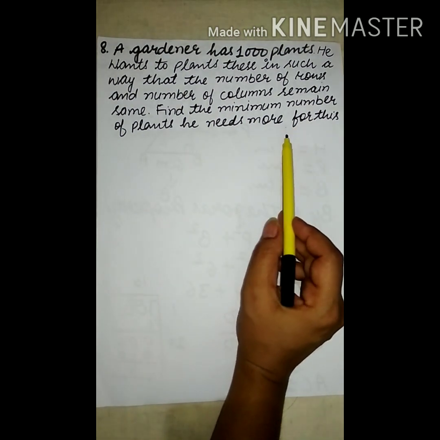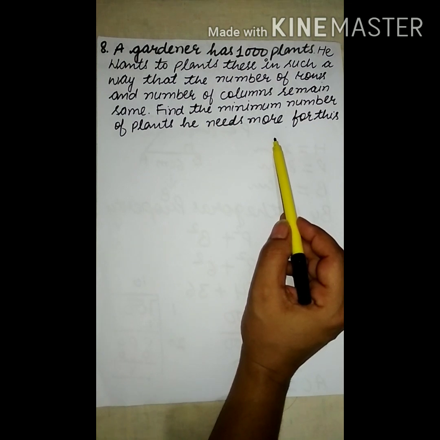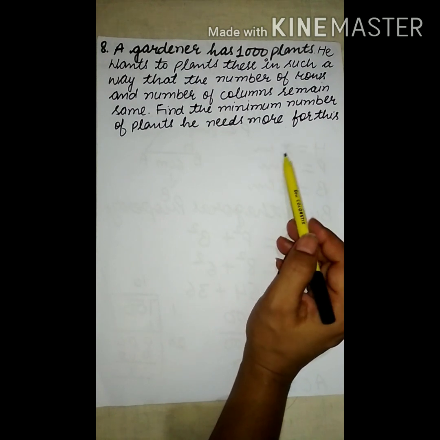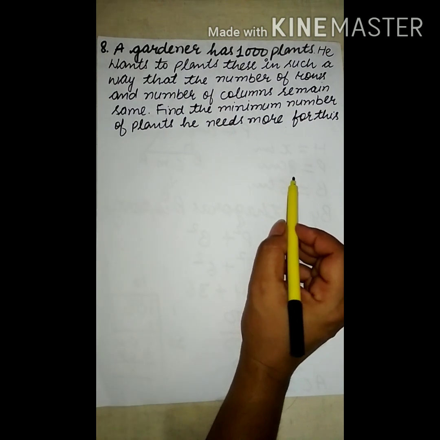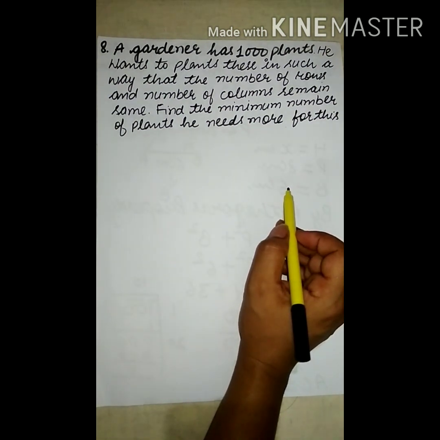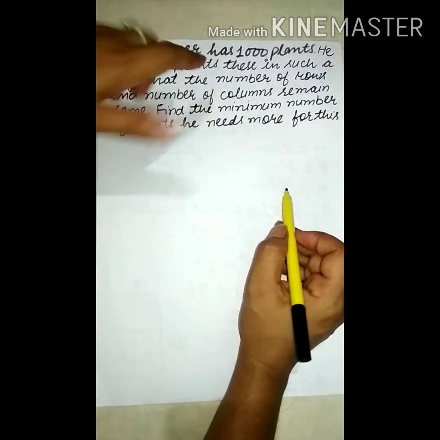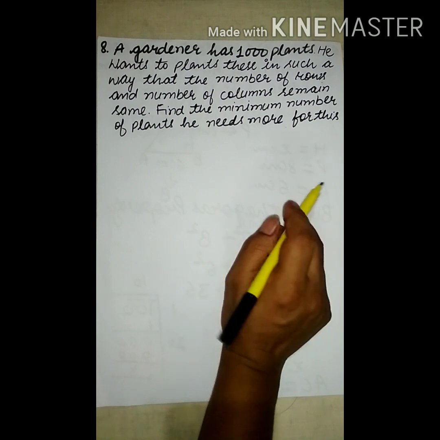A gardener has 1,000 plants. He wants to plant these plants in such a way that the number of rows and the number of columns should be same. And as 1,000 is not a perfect square, if he wants to plant the given plants in such a way that the number of rows and columns are same, it means the given plants should be a perfect square. And we want to find out the minimum number of plants he needs. It means this is the kind of addition. What is the minimum number which should be added to 1,000 so as to make it a perfect square?